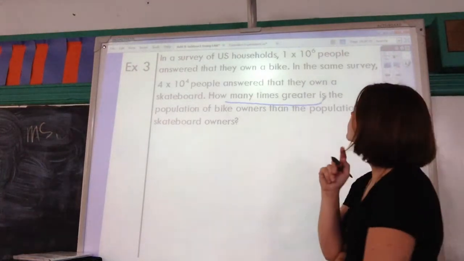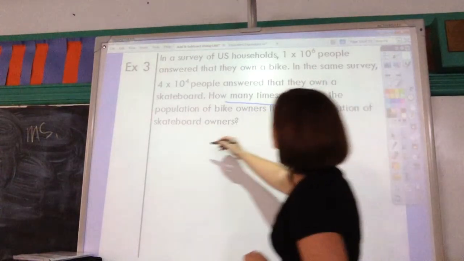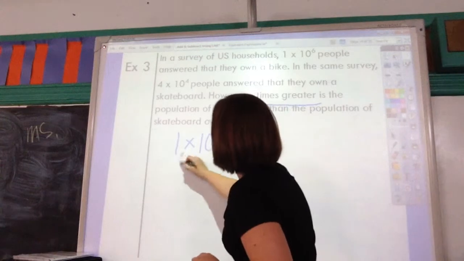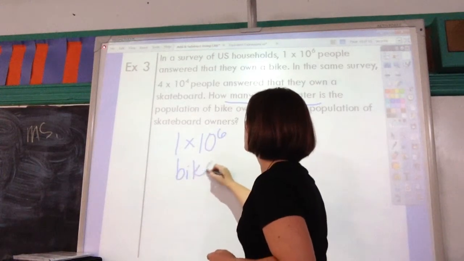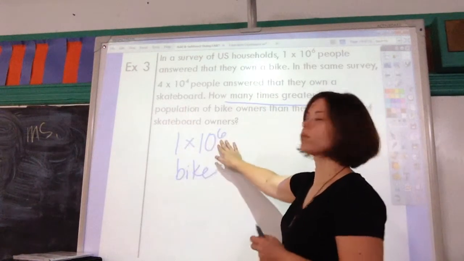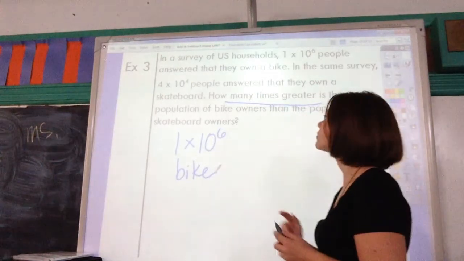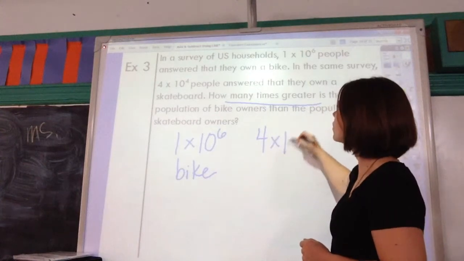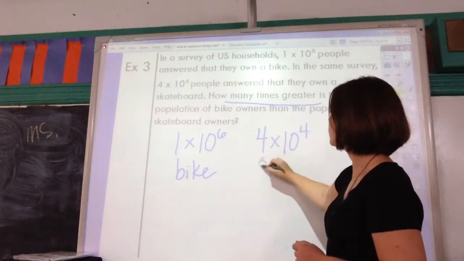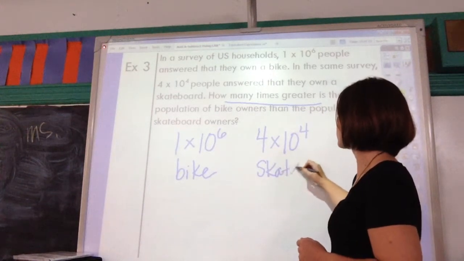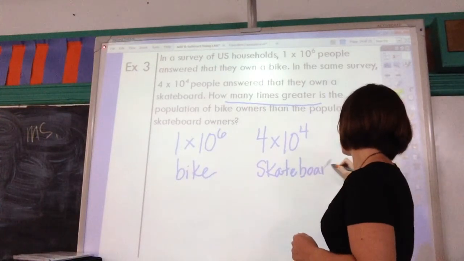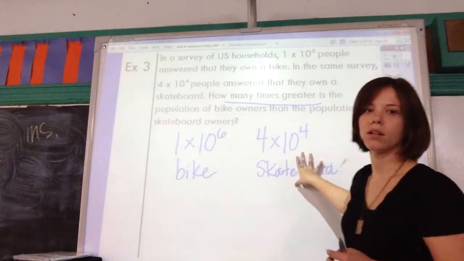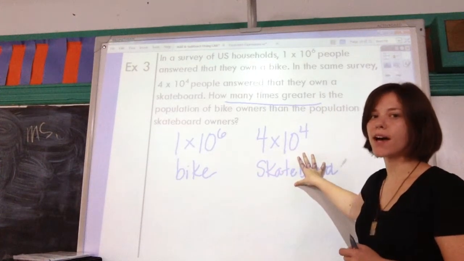Let's go ahead and pull out those numbers. It says 1 times 10 to the 6th people own a bike. My pen is your pen. On your paper, you should have example 3, and then 1 times 10 to the 6th, and bike. Then it says 4 times 10 to the 4th people have a skateboard. To figure out how many times greater this number is than this number, I'm going to divide.